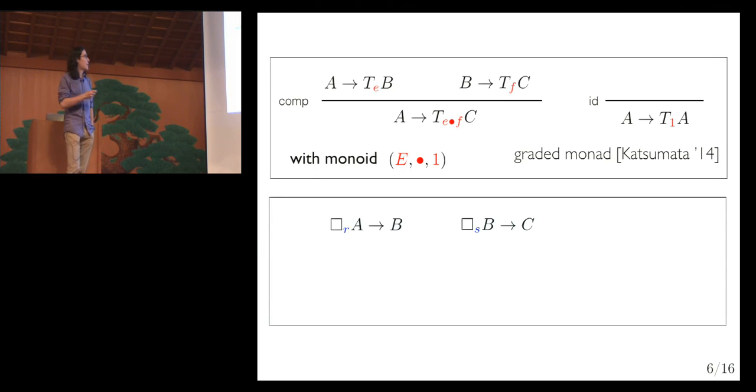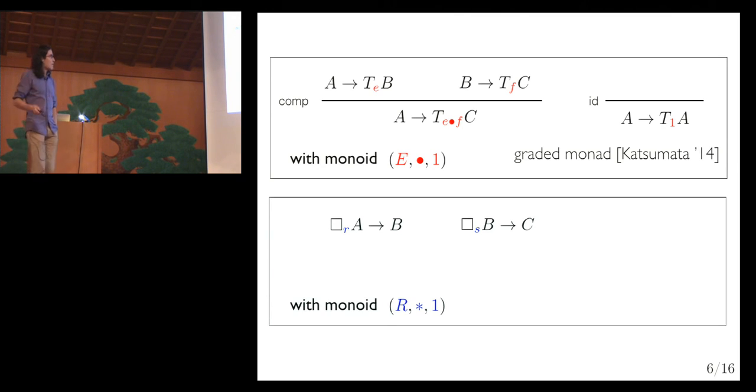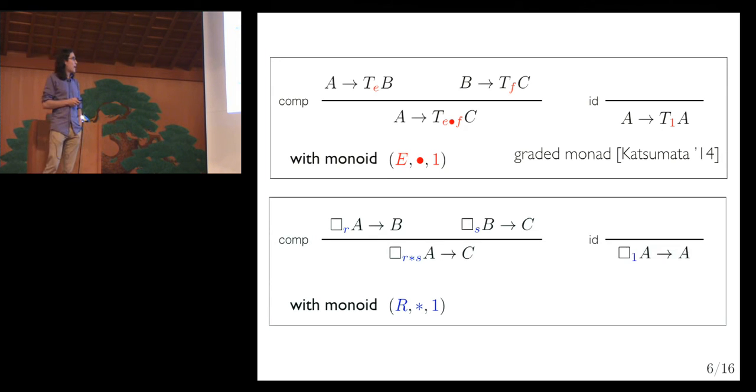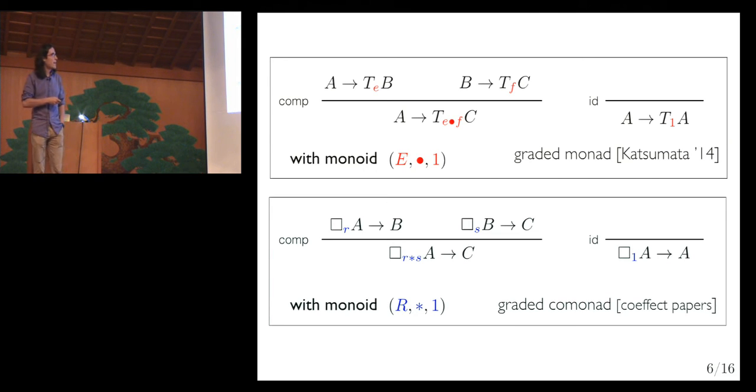Now the dual notion to this is graded comonads, and so if we have a computation which is a function from A to B, but it also has some requirements R, and we've got another function which has some requirements S, and we have some monoidal structure to those blue indices, then a graded comonad provides this composition where we do R times S for the requirement, and we also have an identity operation for this composition which says we're just doing a trivial dependence using the unit of the monoid.